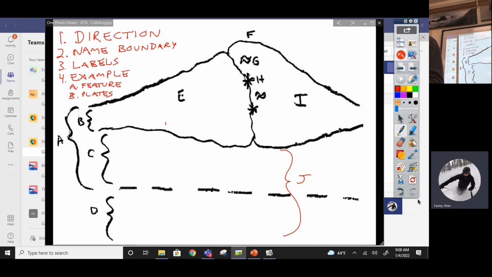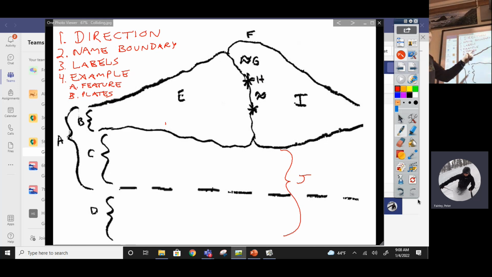Let's see, which one is more dense, ocean crust or continental crust? The ocean crust. Ocean crust is more dense, so which one goes underneath the other one when they crash into each other? Yeah, the ocean crust goes under because it's more dense. If you look at these two continents colliding, did one go underneath the other, or did they pretty much just merge together? They merged together.